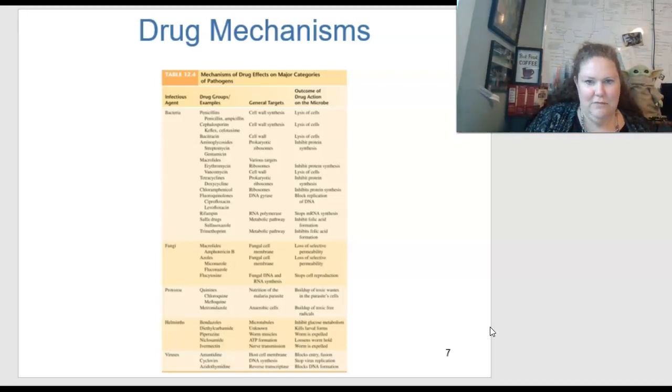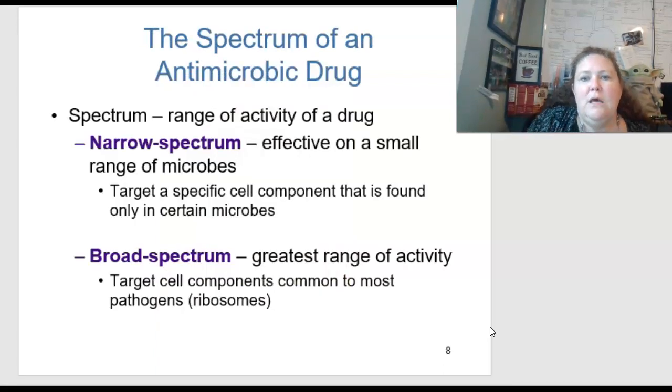So this is a fun little summary table of your drug mechanisms, okay? And these are the mechanisms of drug effects on major categories. This, again, is going to be in your book, or else you can just blow this up. In the current version of the book, this is broken into more subcategories, but these slides were sent to you, so you can go and blow this up, okay?